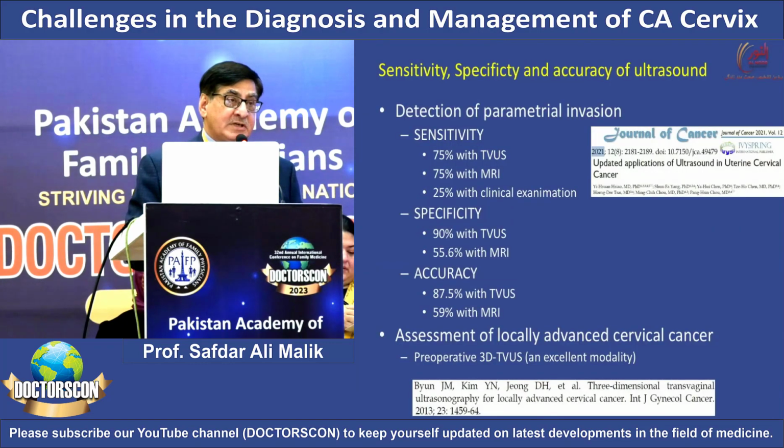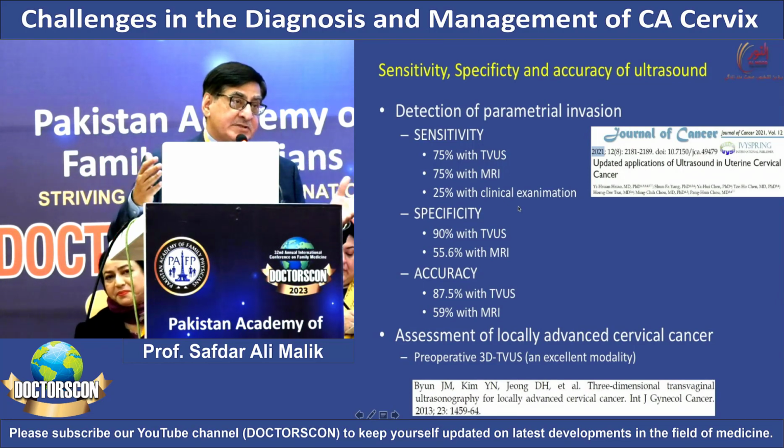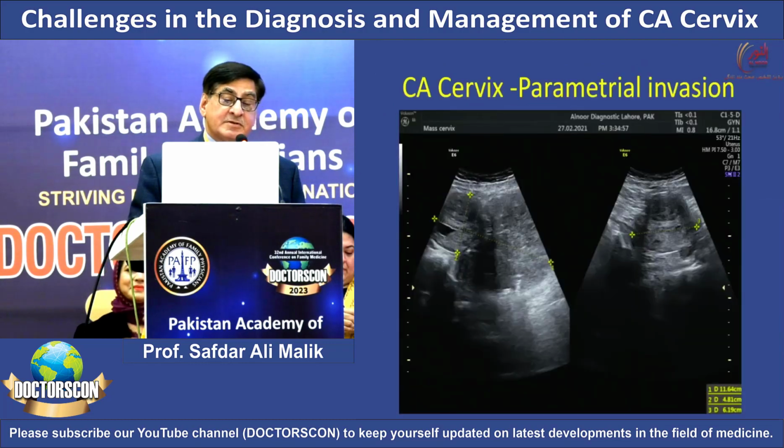That is just to show you the ultrasound sensitivity in the parametrium. Look at this article of 2021. The sensitivity of transvaginal or transrectal ultrasound is 75%, while MRI is also equally 75%, and 25% with clinical examination, because you can put your finger in, but you might have limitations in how much is extending peripherally. Similarly, sensitivity is 90%, accuracy 87%. So locally advanced cervical cancer can be diagnosed with excellent results on 3D ultrasound as well.